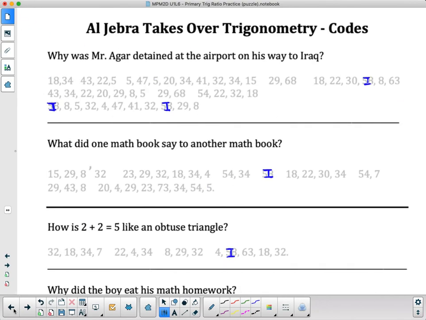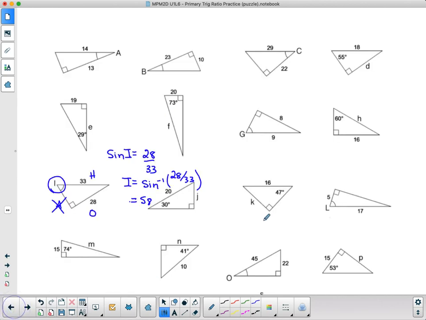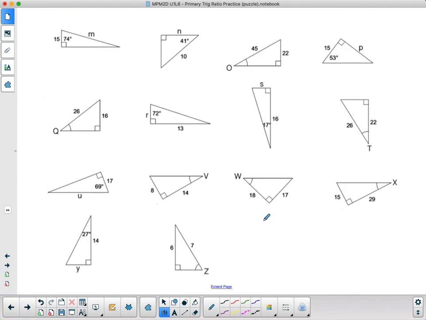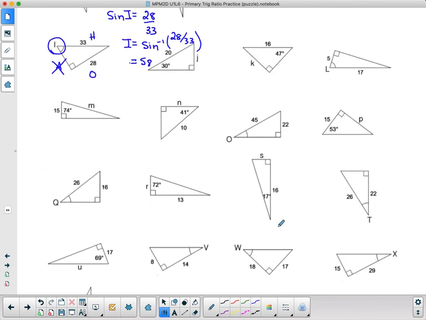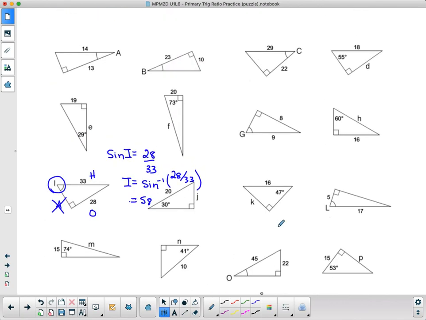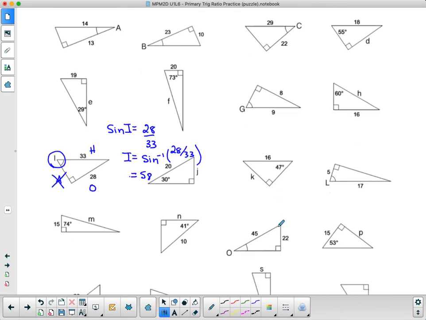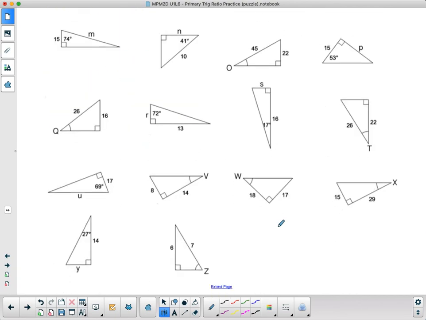Now, there's quite a few questions to do. Obviously, there's 26 letters of the alphabet and there's 26 decodings here. But once you get on them, they don't actually take all that long to do. And if you get through 26 of them going back and forth between finding an angle and finding a side, you should be an expert at using the primary trig ratios. So good luck. Your mission to complete this is underway.